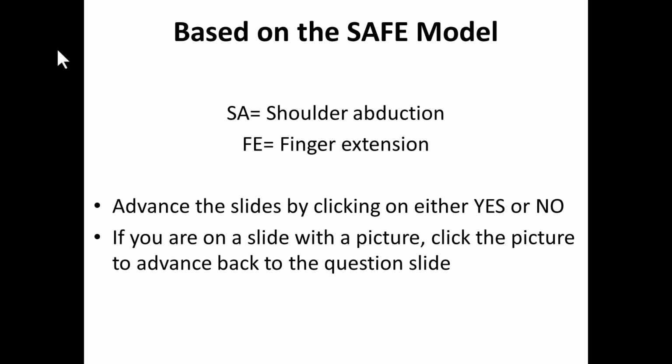This algorithm that we're going to go through is based on what's known as the SAFE model. SA is shoulder abduction, and the FE of SAFE stands for finger extension. The algorithm itself starts on the next slide, and I've chosen to simplify it by creating links to the next step in the algorithm, depending on whether the answer to the question is yes or no. And once you go to that next slide, by clicking yes or no, to get back just click on the picture.